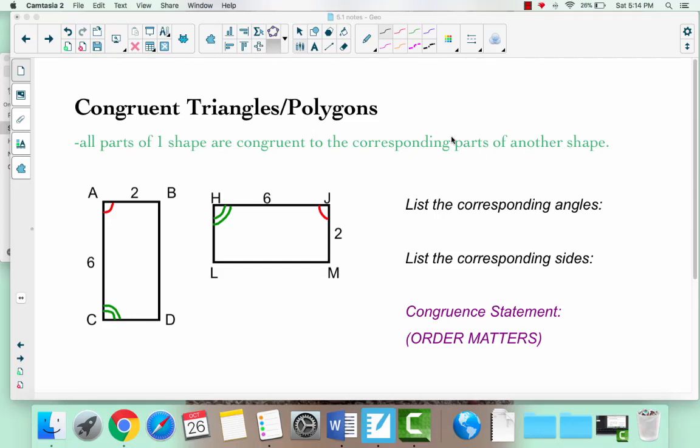In this last video, our focus will be congruent triangles or polygons. Congruent triangles are when all parts of the first shape are congruent to all parts of the second shape. And we're going to practice identifying all those congruent parts as well as writing congruent statements.